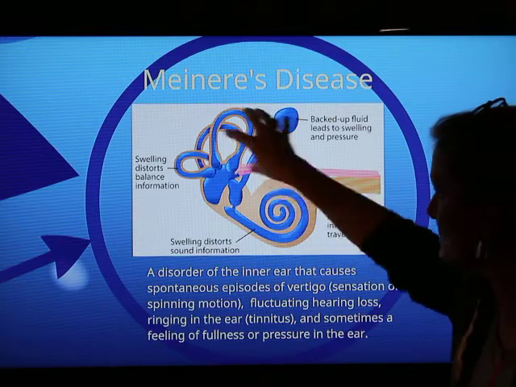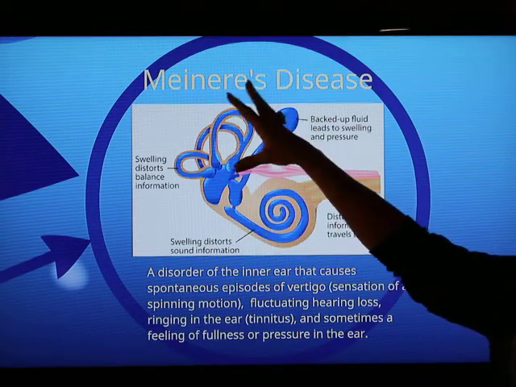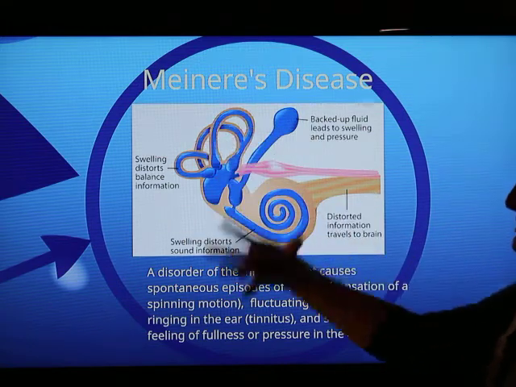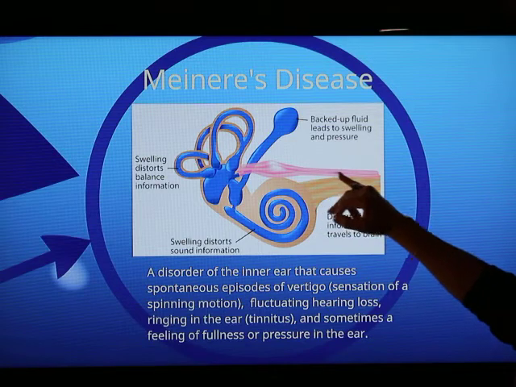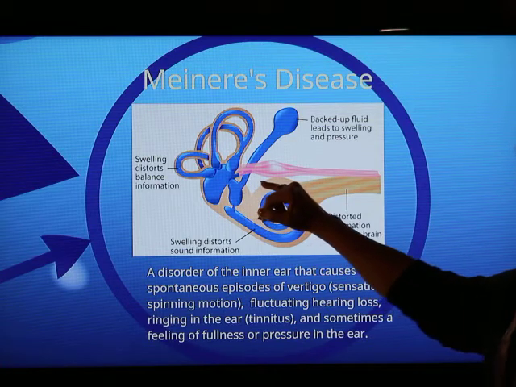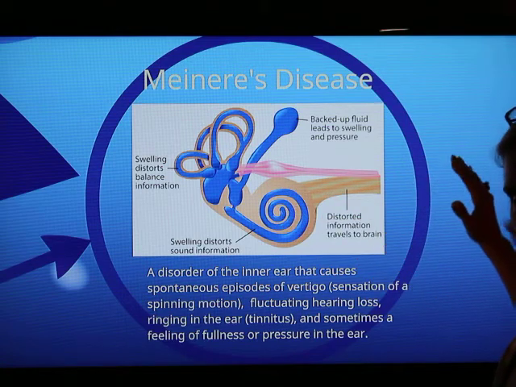So this whole fluid area of the middle ear starts getting edematous and swollen, and then it starts getting pressure, sending inaccurate or distorted information back to the brain.